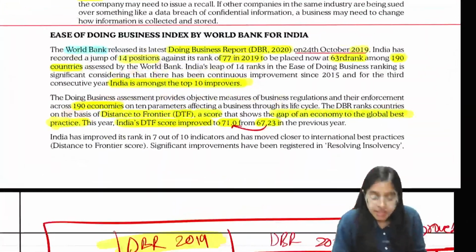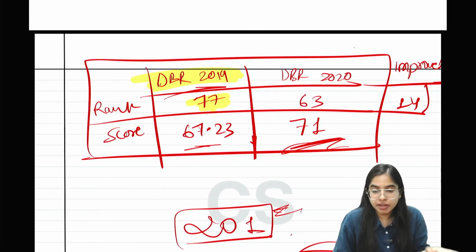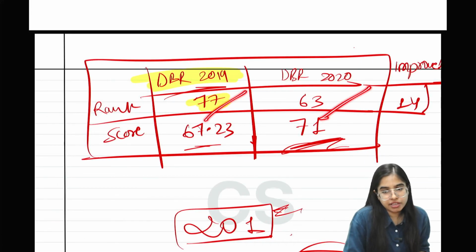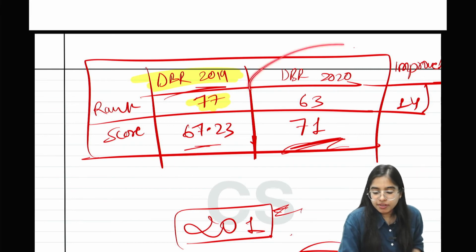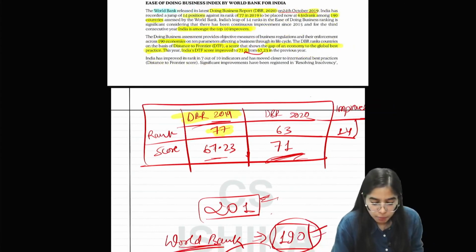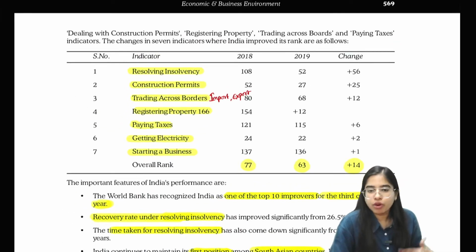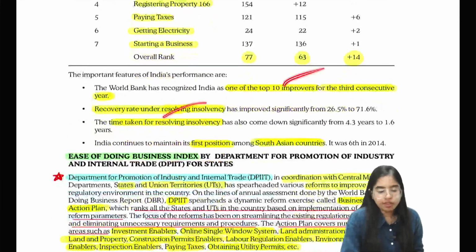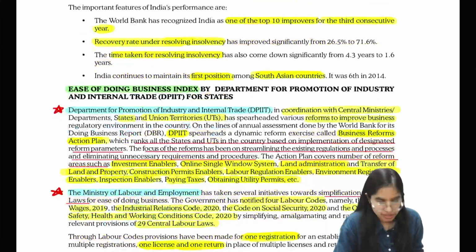Very easy. Ease of doing business in India. Here you have to remember this thing. India's position in the DBR report, earlier 63, now 77. Earlier score 67.23, now 71. So we have improved by 14 positions and we are one of the top 10 improvers, right? This you have to remember. You have to remember these names, what factors we see, and this particular point: India is in the first position among the South Asian countries, right?